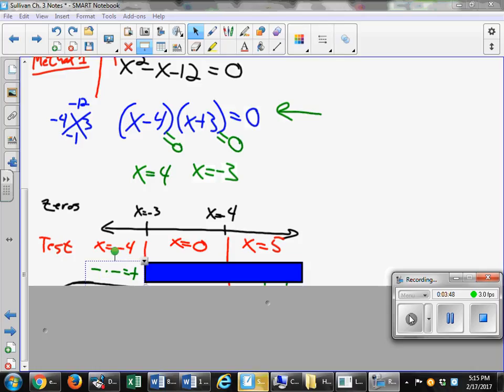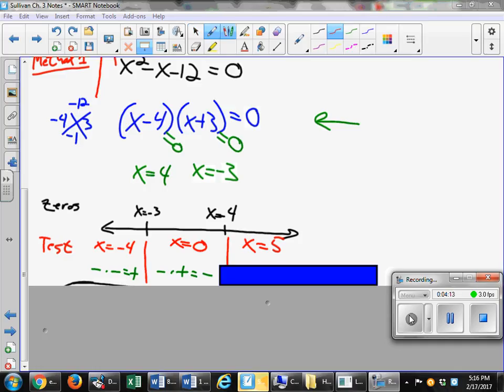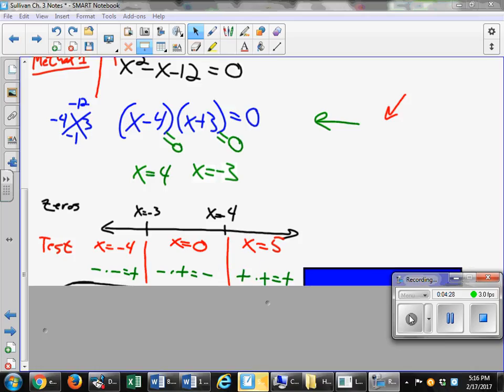Then I do the same thing with my next test point. Going back to the factored form, if I put 0 in for x, I have 0 minus 4, which is negative, and 0 plus 3, which is positive. So I'll have a negative times a positive, which is negative. Then do the same thing with 5. 5 minus 4 is positive, and 5 plus 3 is also positive. So I have a positive times a positive, which is positive.